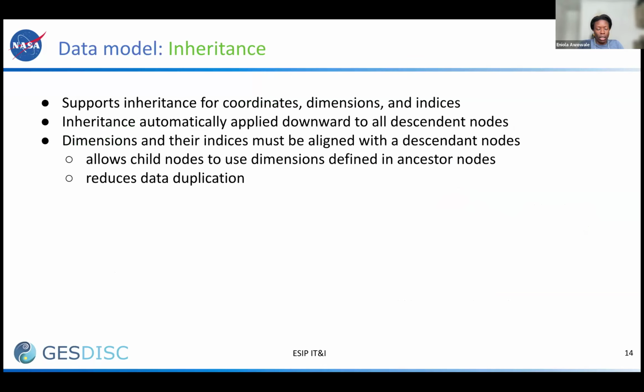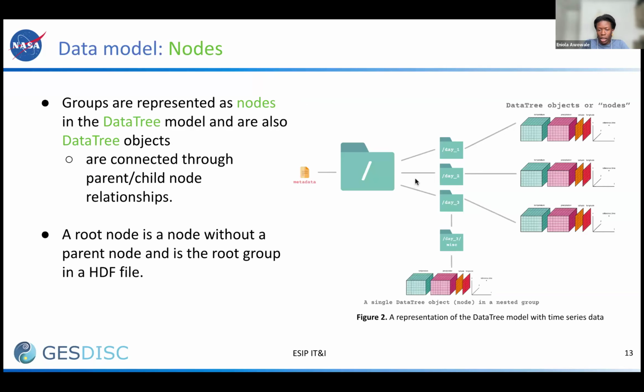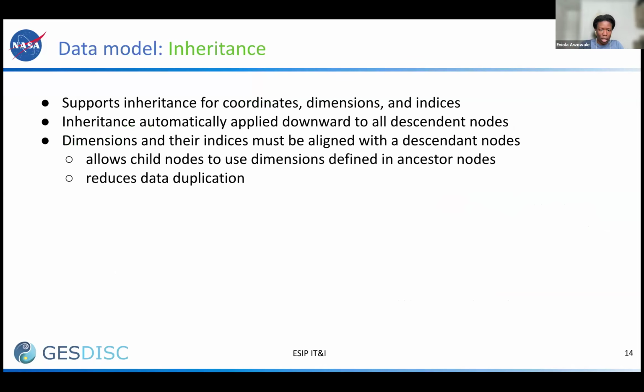Another thing about the data tree model is that it supports inheritance. So if you were to define a coordinate or dimension variable at the root group, all of that gets applied downward to all of the other groups or nodes. This is great because it lets child nodes use dimensions that are defined at the top without having to redefine them. That helps reduce data duplication. It's faster, and it also probably captures a little bit more of the NetCDF4 model.